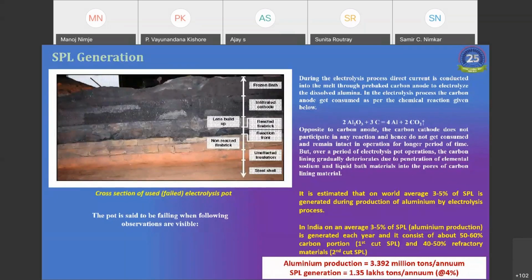Opposite to the carbon anode, the carbon cathode does not participate in any reaction and hence does not get consumed and remains intact in operation for a longer period of time. But over a period of electrolysis pot operation, the carbon lining gradually deteriorates due to the penetration of elemental sodium and liquid bath material into the pores of the carbon lining. And this results in the loss of integrity of the carbon lining.